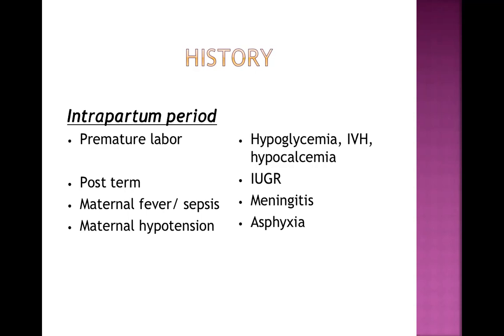Postterm babies may suffer from IUGR. It can lead to seizure because of hypoglycemia mainly. Maternal fever or sepsis at the time of birth can easily lead to meningitis in the baby, and maternal hypotension can cause asphyxia in the newborn. That asphyxia can result in fatal seizure.